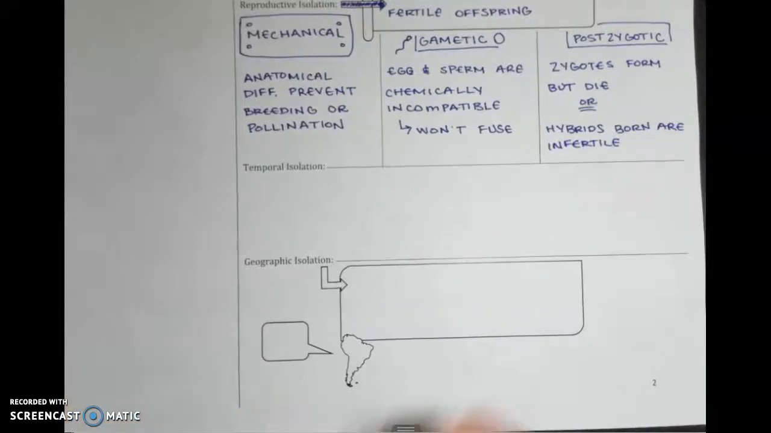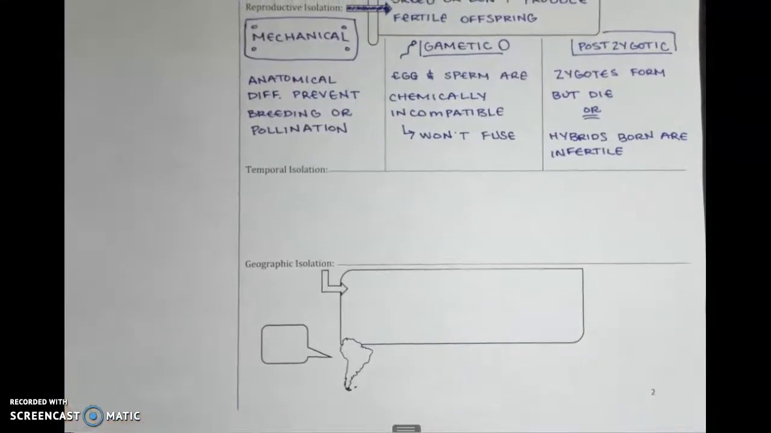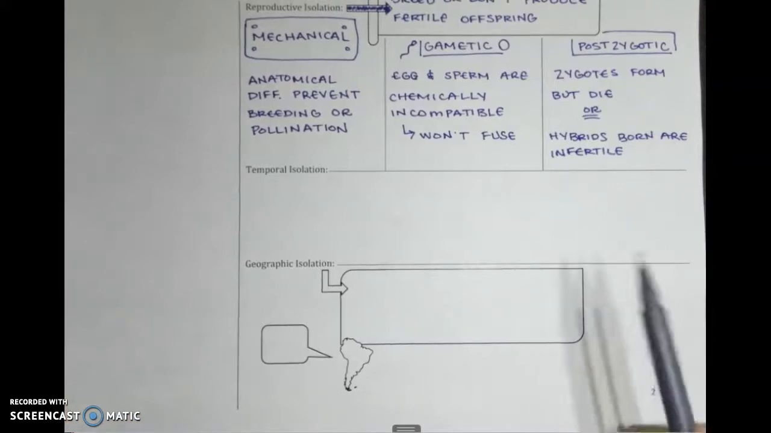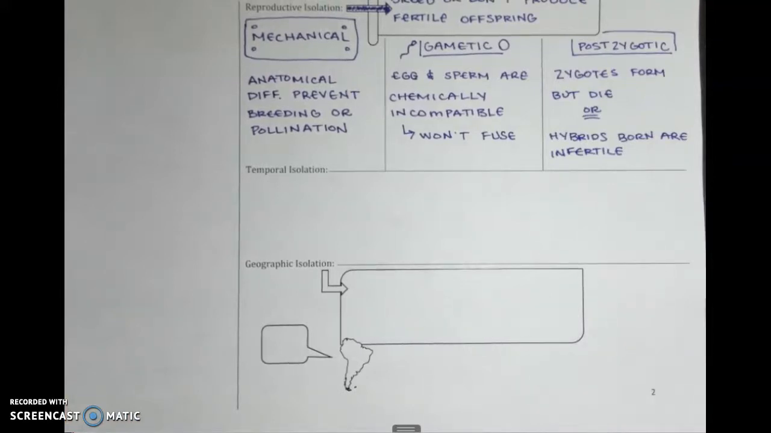Welcome to the final part of page 2 for our speciation notes. We just got done talking about reproductive isolation. The last two pieces we're going to cover are temporal isolation and geographic location.